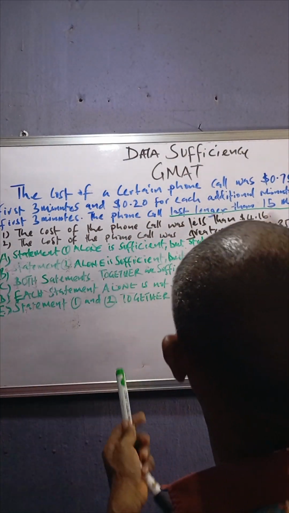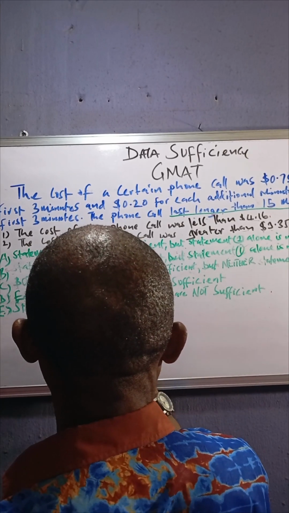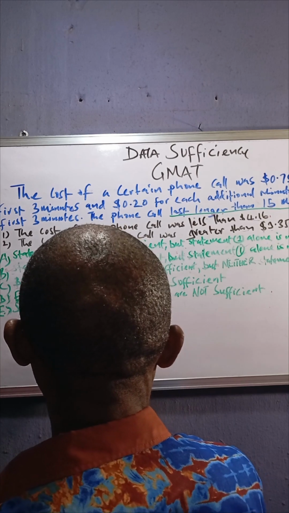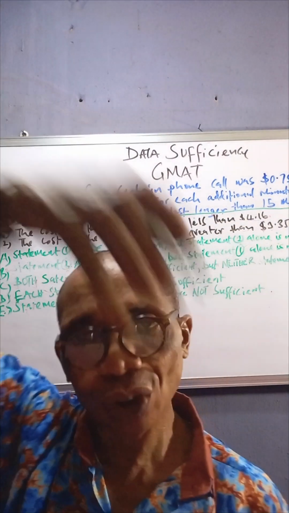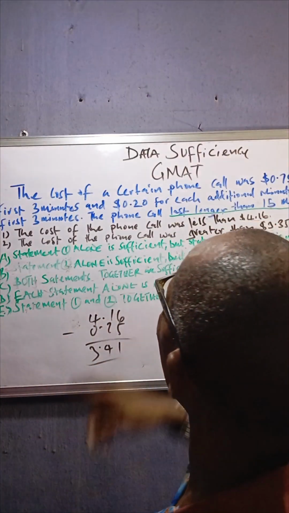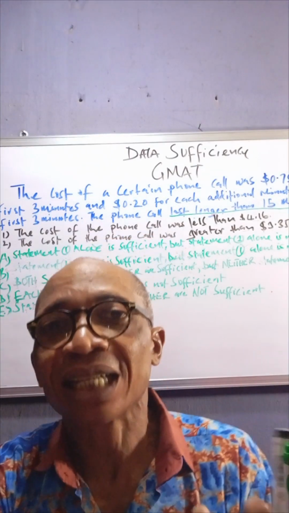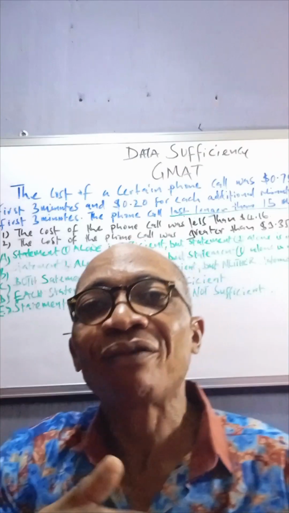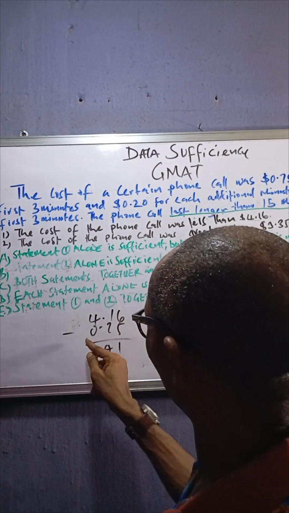If we are going to do some mathematics here, we could just say 4.16 minus 0.75. This gives us 3.41. This is the total cost for the additional time that was spent after the first 3 minutes. Please recall that this 0.75 is the cost for the first 3 minutes, not that each of the first 3 minutes cost 0.75. No, 0.75 is the total cost for the first 3 minutes. That's why we say 4.16 minus this.